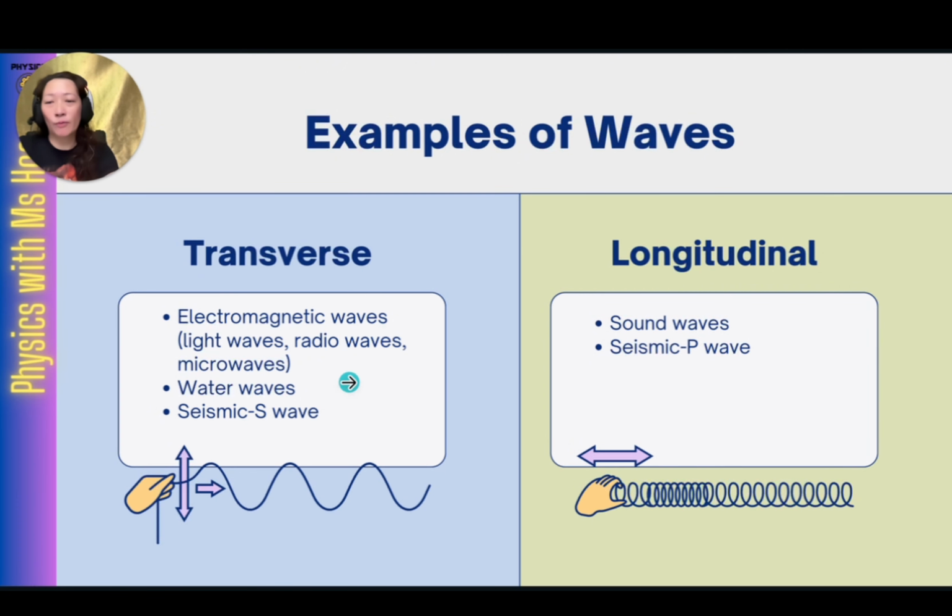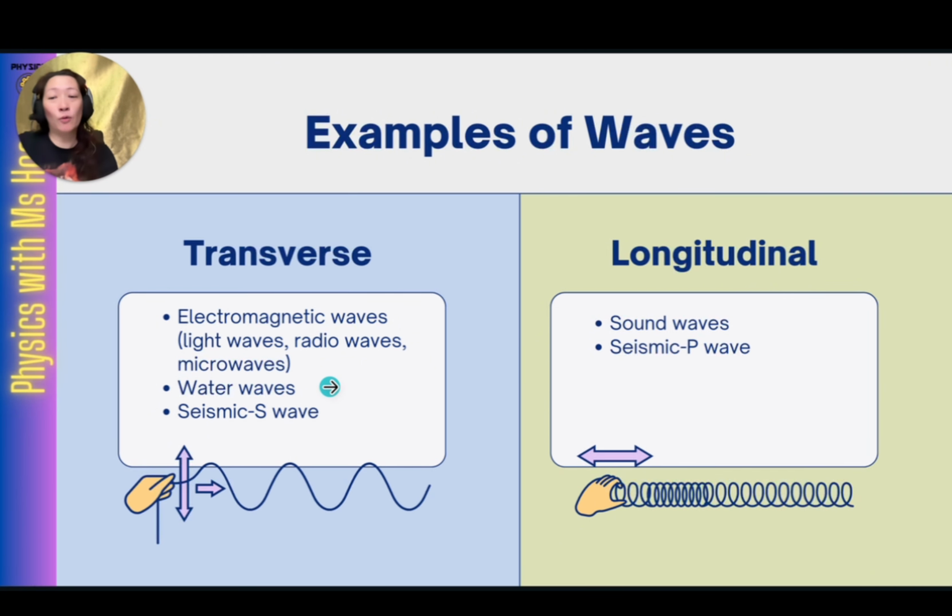So you need to be aware that all electromagnetic waves are transverse waves, and this includes light waves, radio waves, microwaves, infrared rays, X-rays, gamma rays. If you don't know what electromagnetic waves are, please watch my video on electromagnetic waves where we learn about the electromagnetic spectrum as well as the properties and applications of electromagnetic waves. So that's where you will learn about all the different waves in the spectrum.